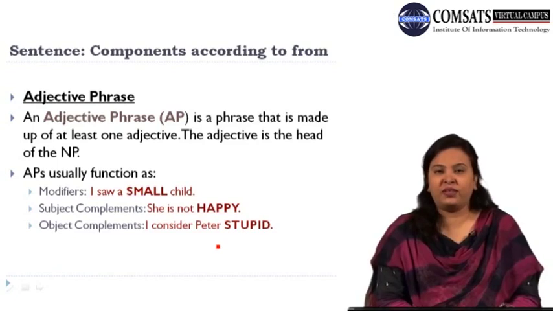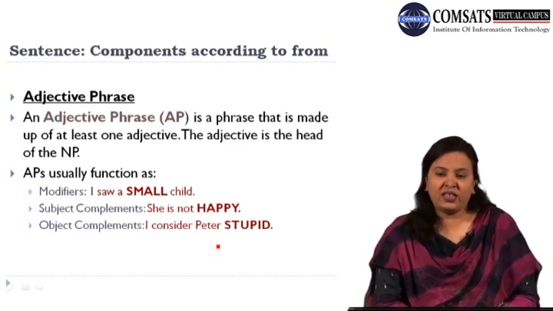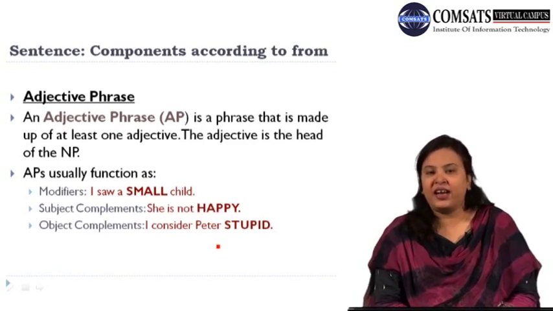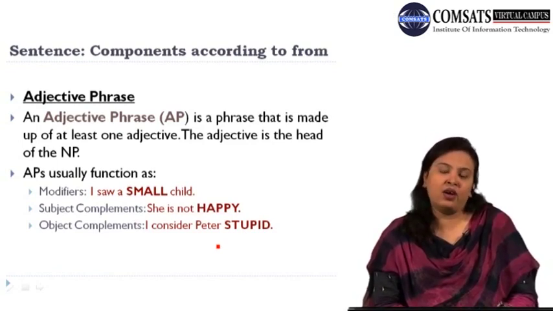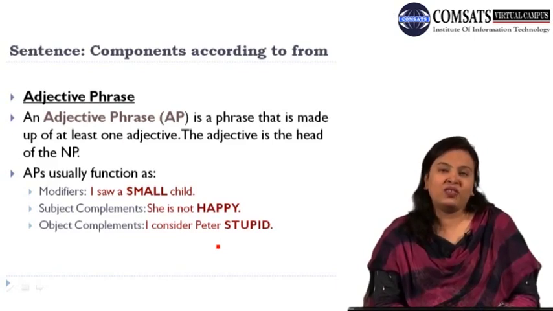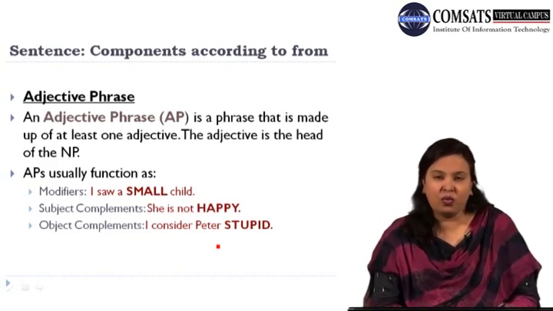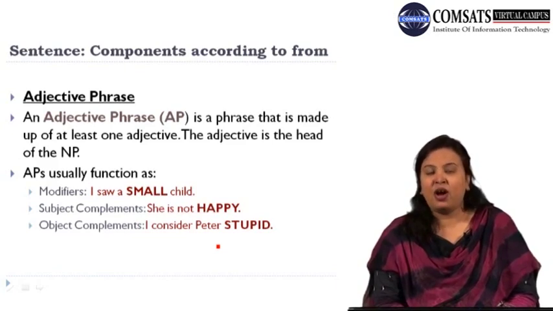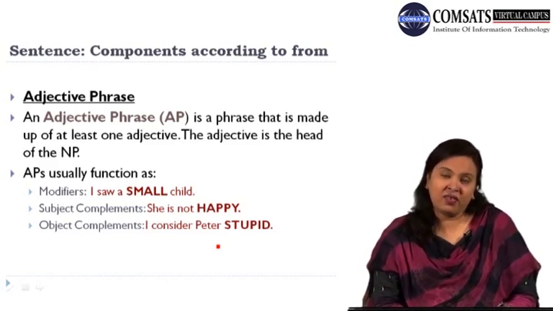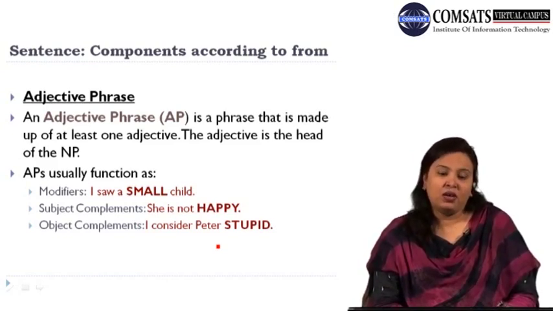Next is the adjective phrase. An adjective phrase is a phrase that is made up of at least one adjective, and the adjective is the head of that phrase. Why do I call it a noun phrase? Because with an adjective there would definitely be a noun, but within that noun adjective combination, if the head is the noun, that is a noun phrase. If the head is the adjective, then that would be an adjective phrase.